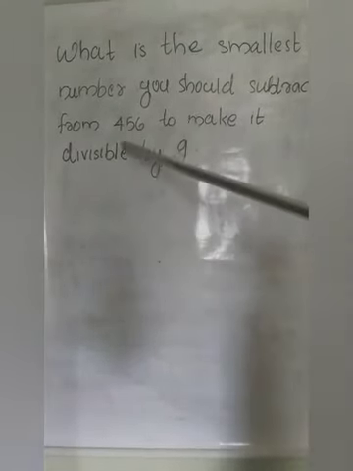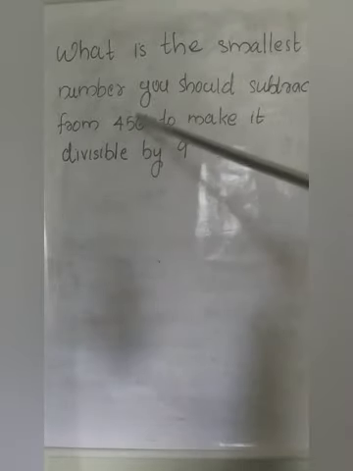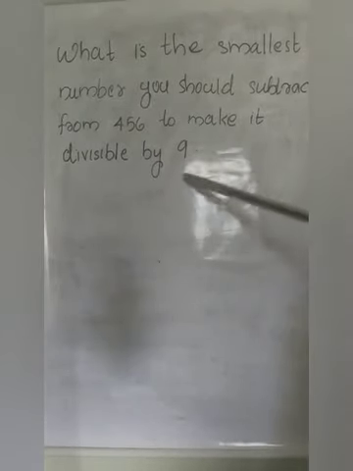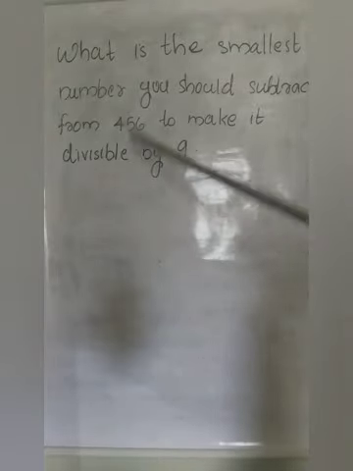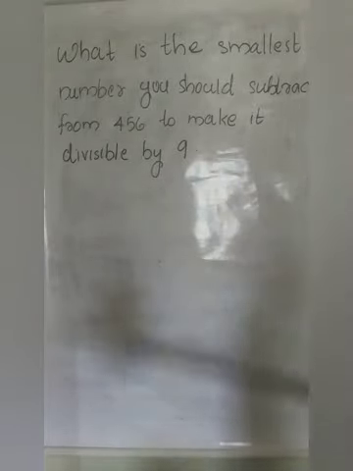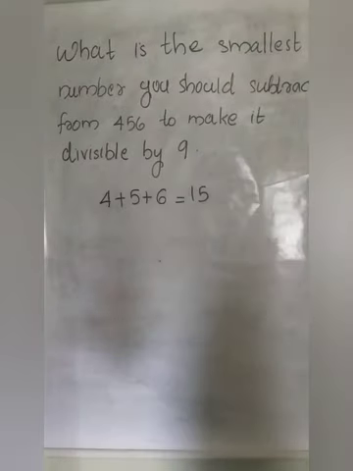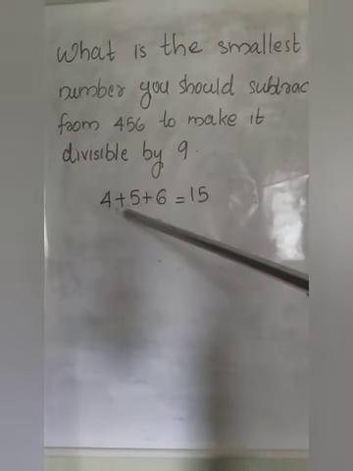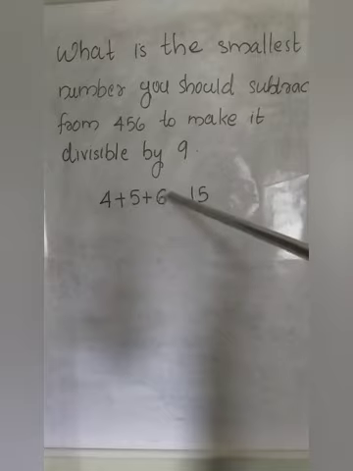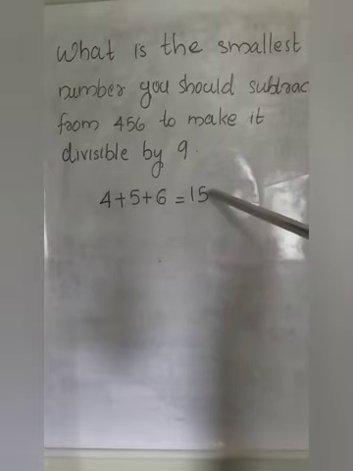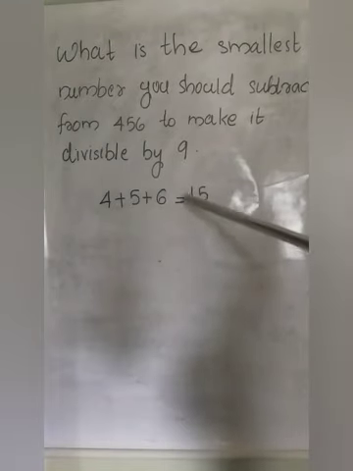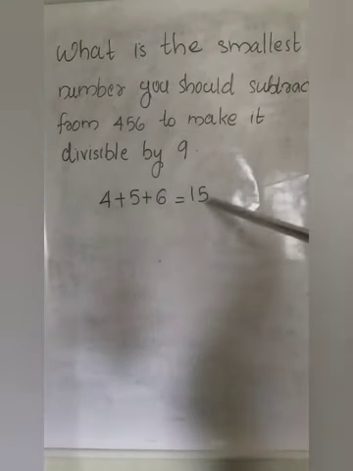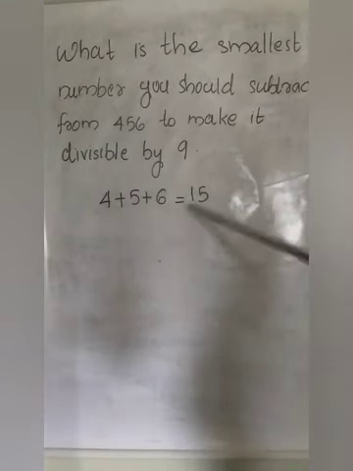When we add the digits in the given number, if we get a multiple of 9, then that number is divisible by 9. So first we can check whether 456 is divisible by 9. When I added the digits in the given number, 4 plus 5 plus 6, what am I getting? 15. Is 15 a multiple of 9? No. So I can say this number 456 is not divisible by 9.